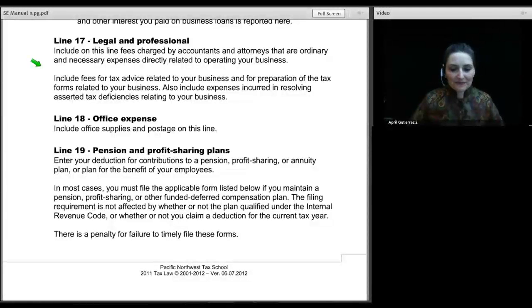Line 18, office expense. Include office expenses and postage on this line.